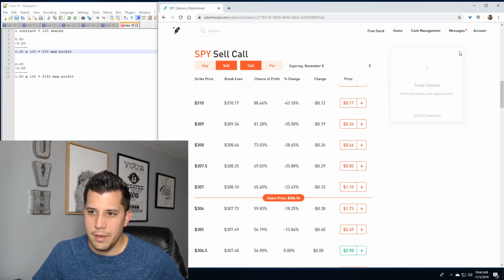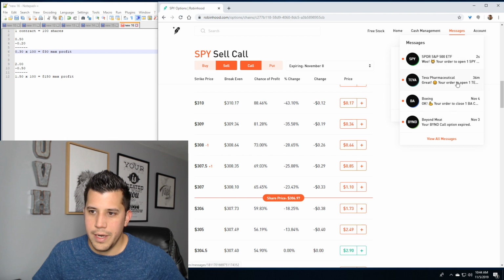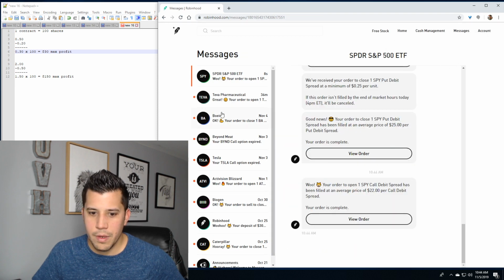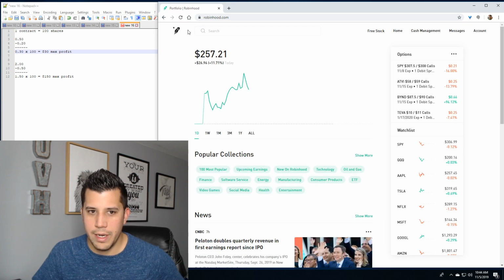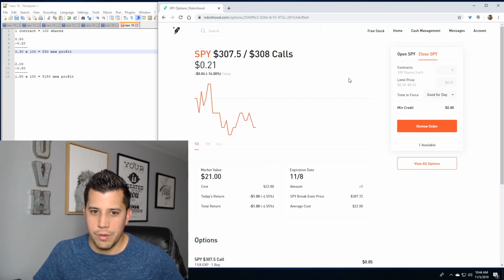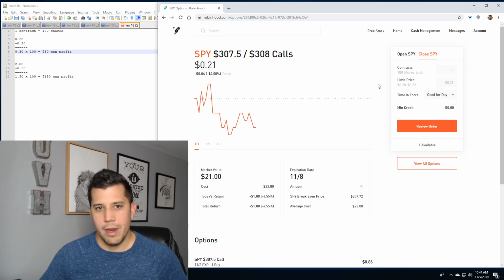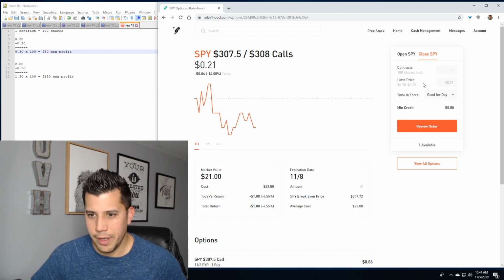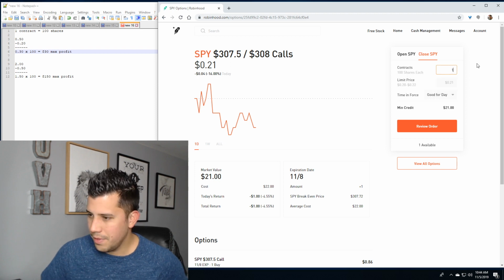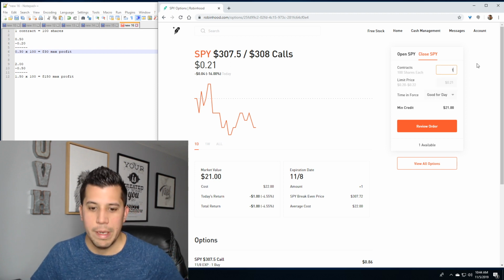Oop, I think it did get filled. So it just got filled, as you can see here. The SPY order was filled right there for 22 cents. It just took a little bit to get filled, and as you can see, it's in my portfolio now under options, and I'm just going to sell this. Probably going to lose a couple bucks here, because if you buy something and sell it immediately, you're going to lose money pretty much every time.